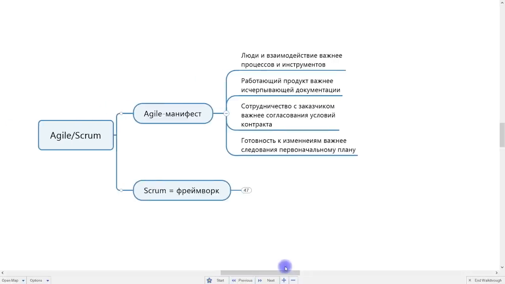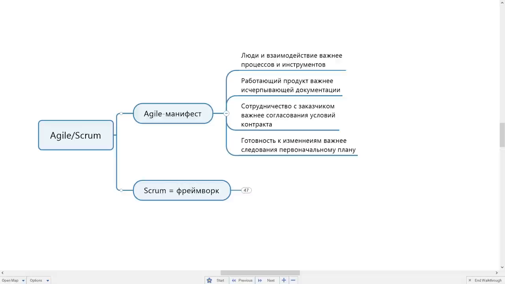The first is that people and interaction are more important than processes and tools. What does that mean? For example, if your team has some principles, structures, tools, conditions that can hinder your work, then you need to get rid of them. The most important thing is that people should themselves choose the way of this organization, a set of some processes, tools, and it is these tools and processes that should help the work, not hinder it. That is why we first of all pay attention to people and interaction.